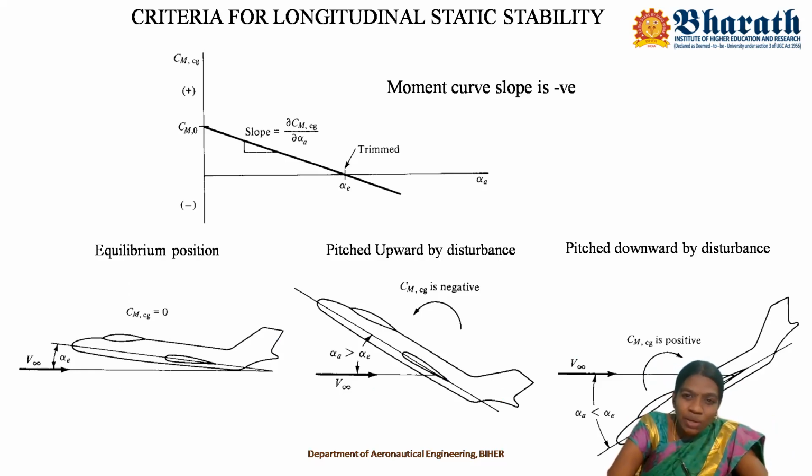So when alpha A is equal to 0, then lift is equal to 0. And when lift is equal to 0, you represent CMCG as CM naught.